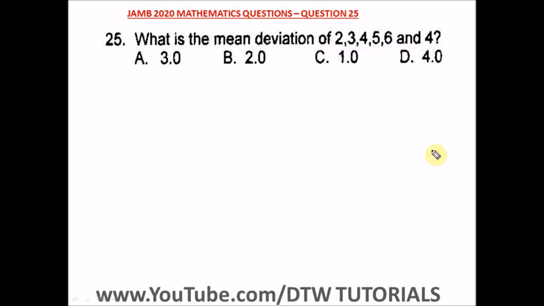Question number 25 of the Jamb Maths 2020 past question. They said, what is the mean deviation of 2, 3, 4, 5, 6, and 4? Now, there are ways we can do this. We can do it by table, or we can do it linearly. So we are going to do it linearly. This is the symbol for mean.